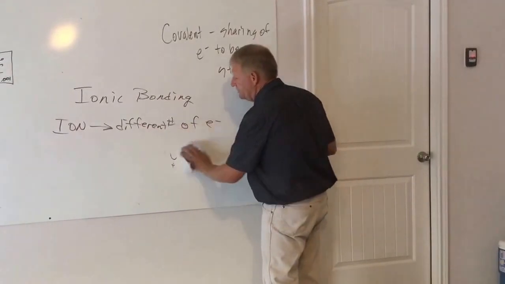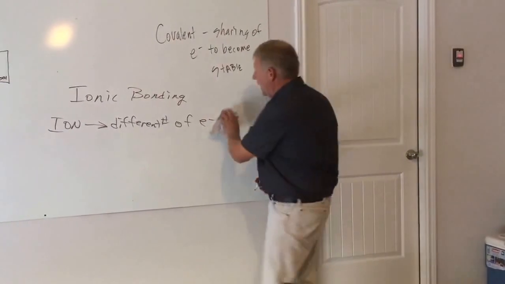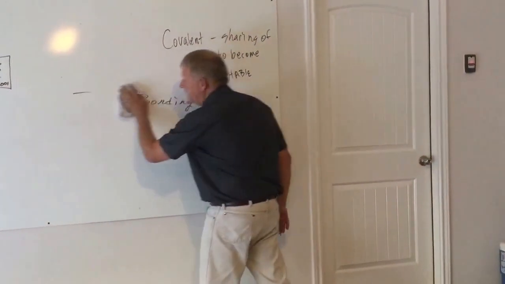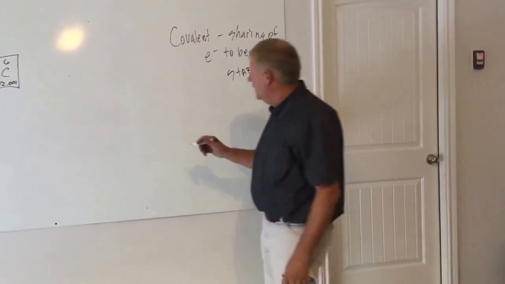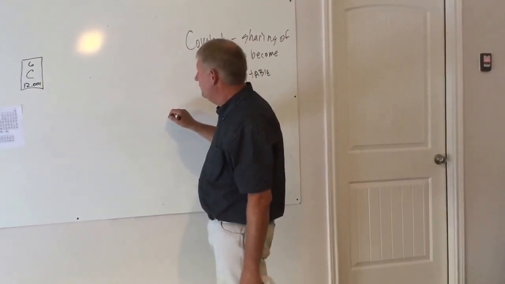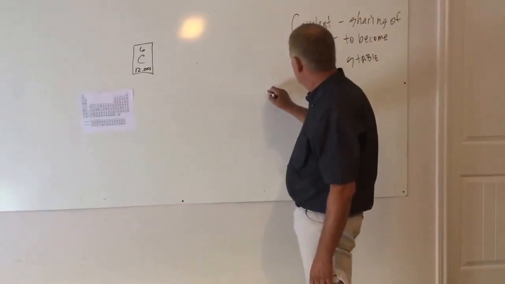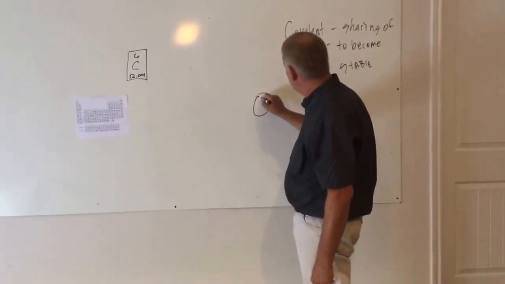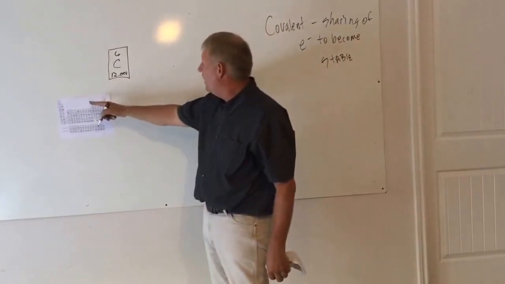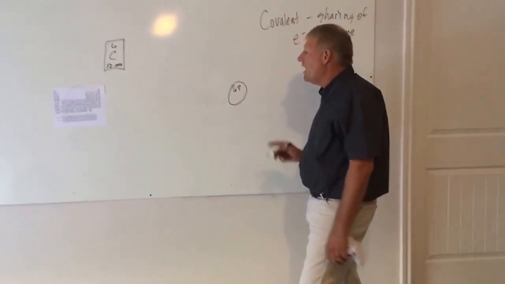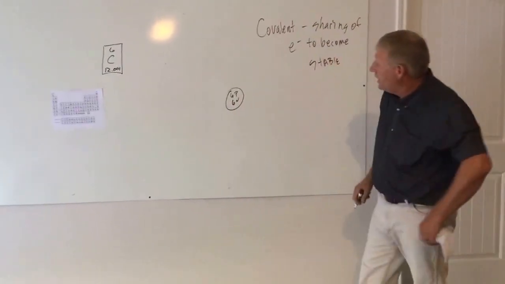So let me draw a little more of this. I don't want to cut this short and be confused. Let's look at this for example. Let's go with carbon. The atomic number is 6. So here's carbon, it has 6 protons. How many neutrons? The mass number is 12 minus the atomic number 6, so that's 6 neutrons.